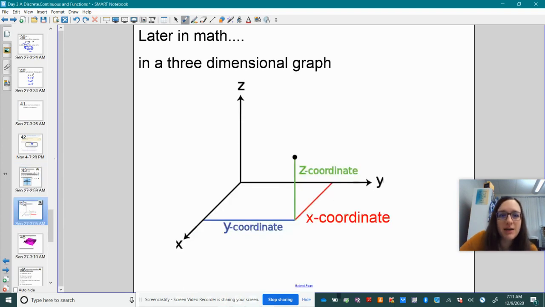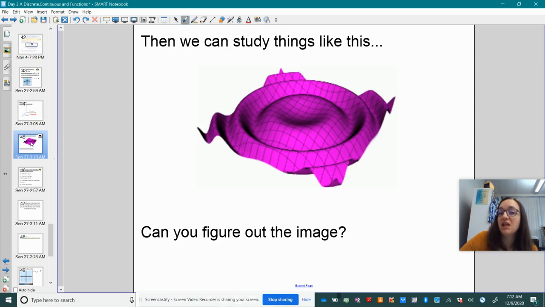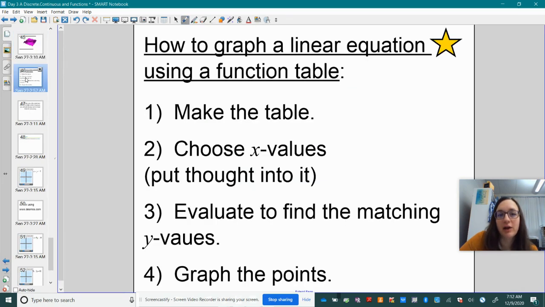In a three-dimensional graph, we can get some crazy things going on, right? We're talking about the z-coordinate just for a minute. We can have something like this. Ooh, fun stuff. We're not there yet. So we're going to stick to linear equations. We're going to stick to lines first before we get to any shapes like that.